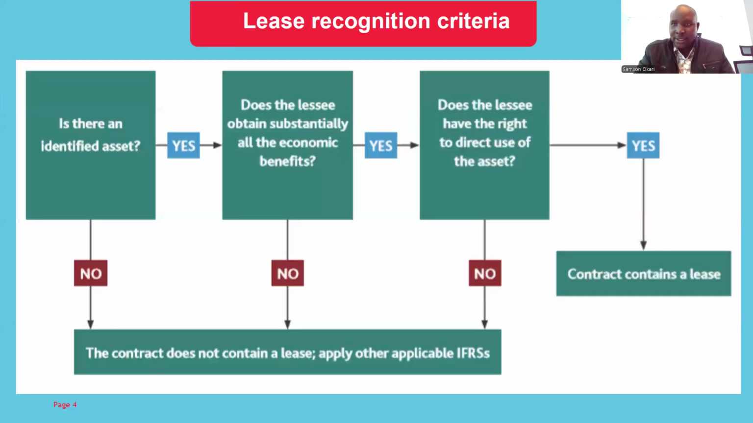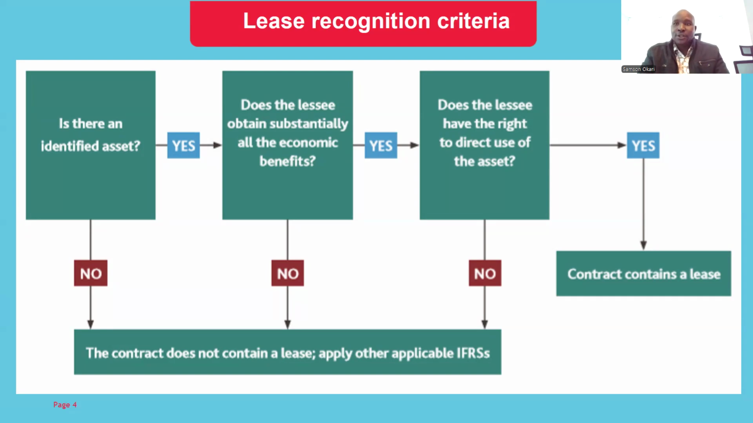The first question you need to ask yourself when determining whether a contract is or contains a lease is, number one, is there an identified asset? Because there must be an identified asset. For example, a floor of a building, let's say mezzanine floor or first floor, or a particular room, let's say B1 or R6. If the answer to that question is no, then the contract does not contain a lease. Therefore, we need to use other IFRS standards in accounting for that arrangement.